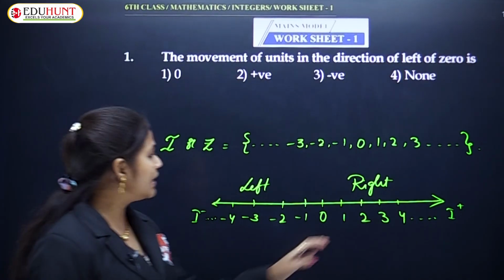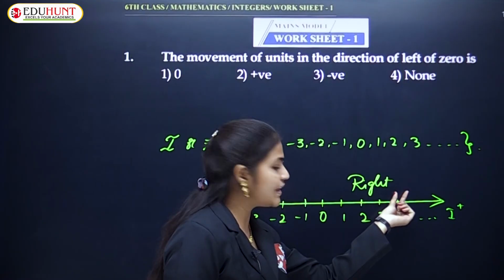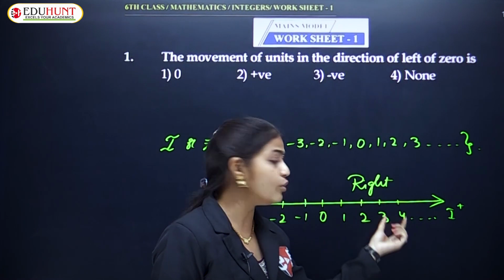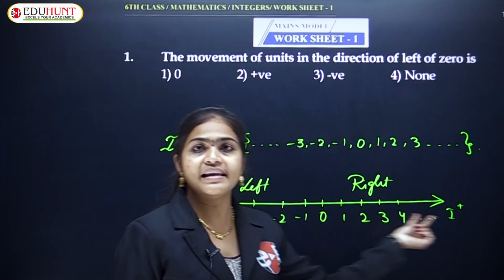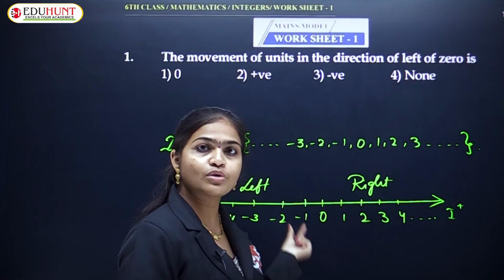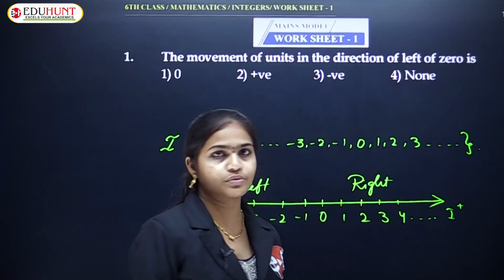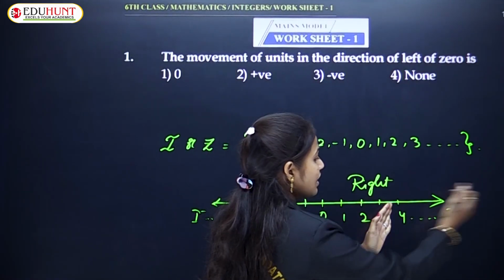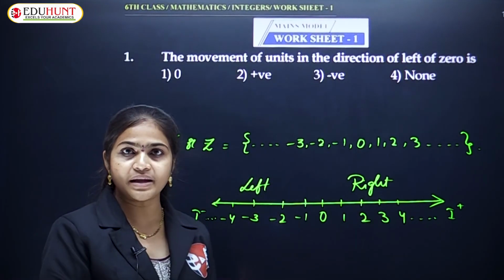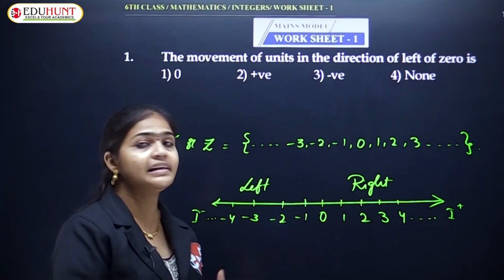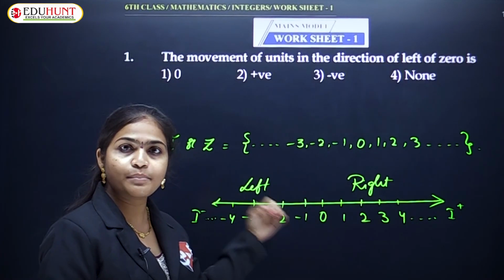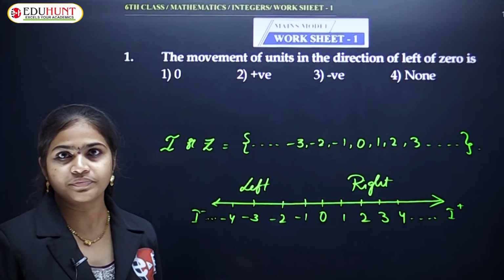Not only that, if you take any number, for example 4, what numbers are on the left side of 4? All those numbers are less than 4. And on the right side of 4, all the numbers are greater than 4. Understand? So while you are moving to the right side on the number line, the number value is in increasing order. And while you are moving to the left side, the number value is in decreasing order. Understand?